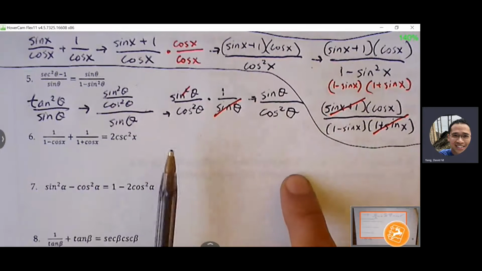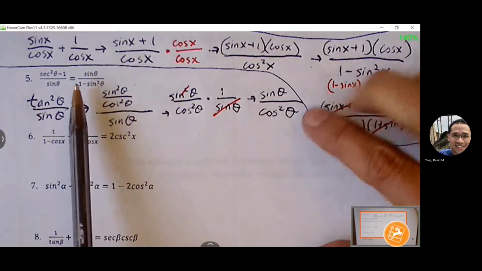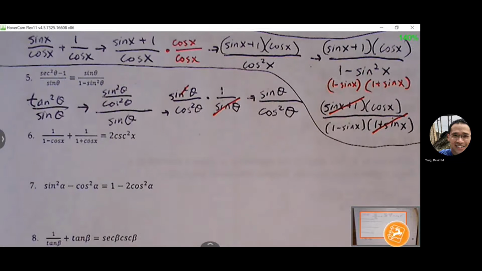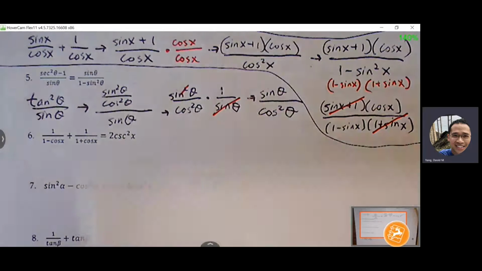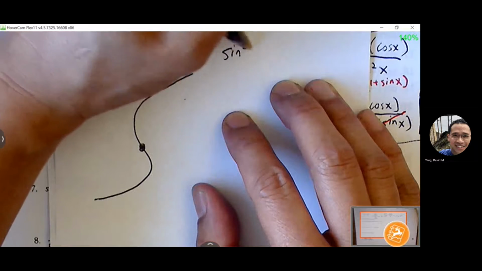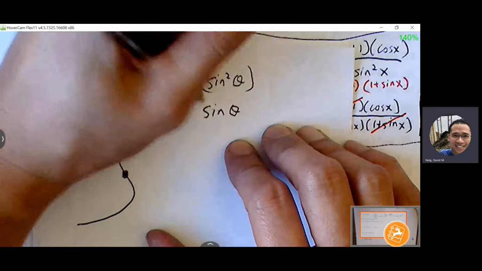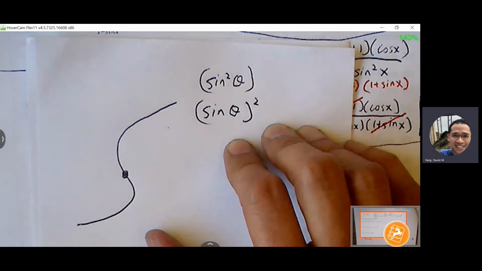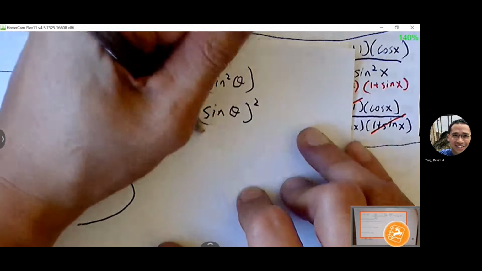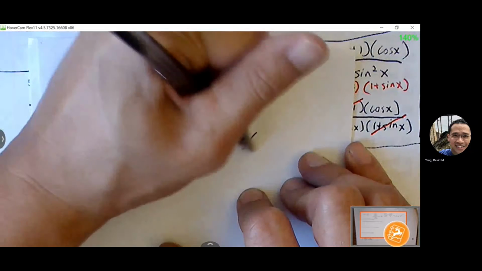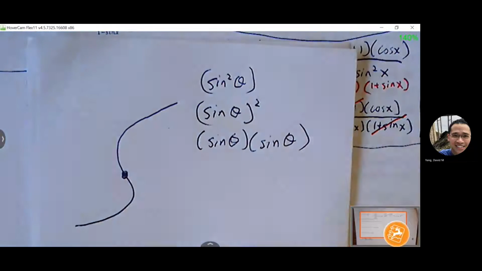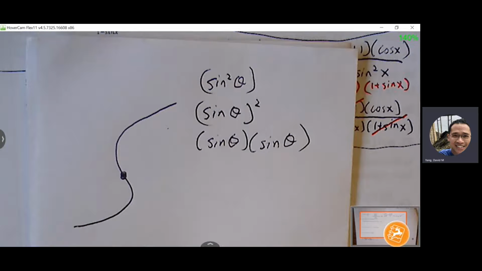Are we quite there yet? Yeah. Okay, the reason why is because sine squared theta is another way of saying sine theta, sine theta squared. Whenever you see sine squared theta, that just means I have two separate sine thetas multiplying with each other. So that has to come off.